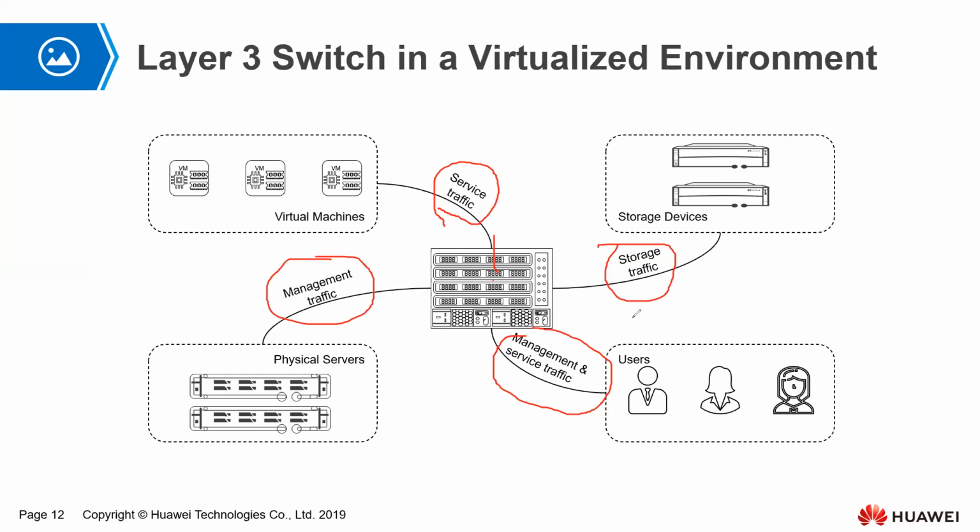Service traffic and management traffic can be carried on different physical lines, depending on how the network engineer designed the architecture. If management traffic and service traffic are carried on the same physical channel, then this is what they call in-band management and service traffic.